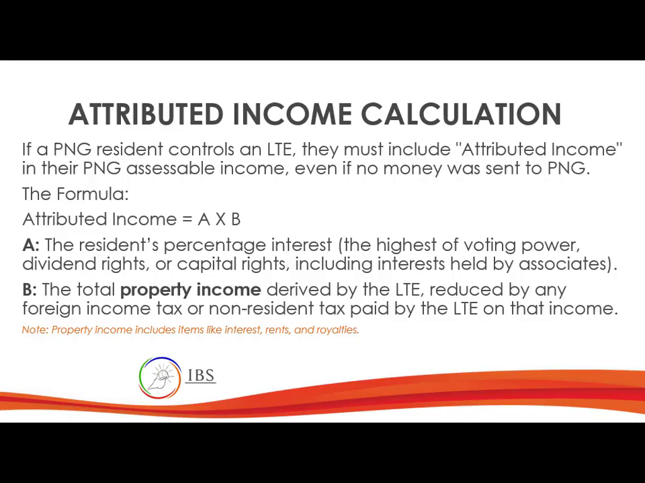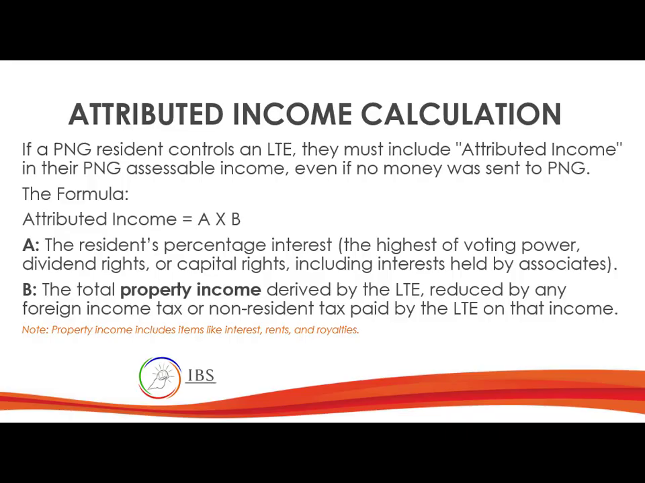Clear? So what's the formula? The attributed income equals A multiplied by B. A is the resident's percentage ownership interest, and B is the total property income. Not the dividend, take note, not the dividend, but the income. What's the difference? Remember, dividend is only part of the income. Here, you're taxing the whole income. Am I clear on the difference, accountants?